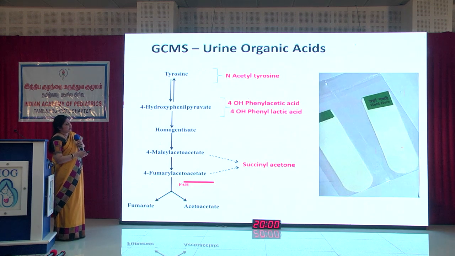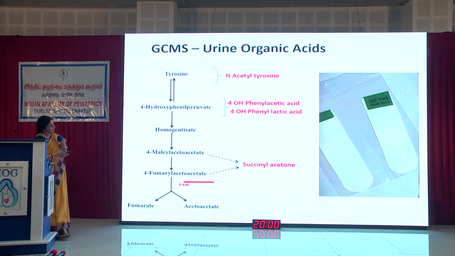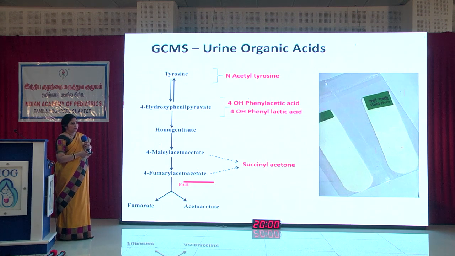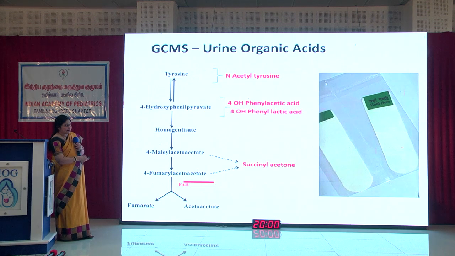So urine organic acids, what do you find in urine? Succinyl acetone is an important marker, and apart from that, these organic acids are also excreted in urine. What is the treatment for type 1 tyrosinemia? Nitisinone. Where does it act? It inhibits the second enzyme, right?